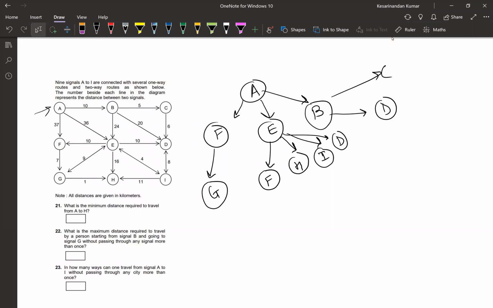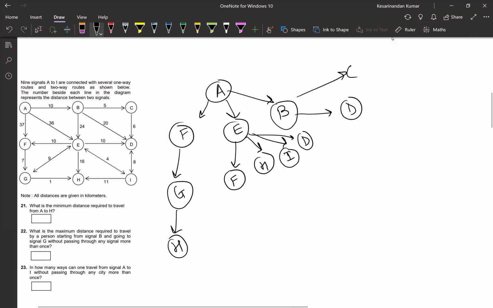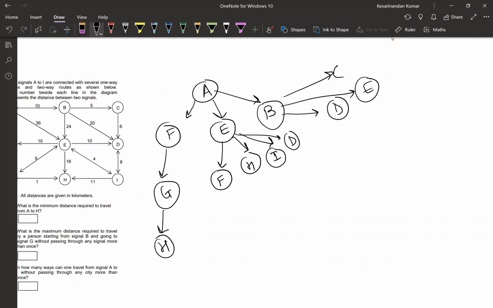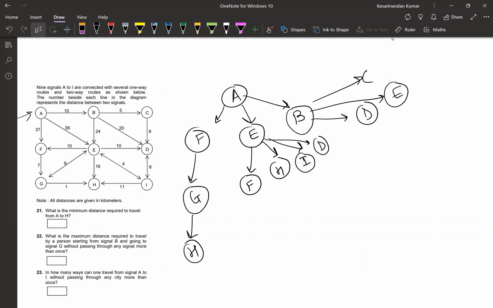Now from G, is any other place possible? Yes, I can go to H. Yes, Rick, from B you can go to E also. Okay, yeah, my bad, missed that. From B, I can go to E also. Thank you. From G, I can go to H. I can go to E. And once I go to E, this chain of E will again follow. So I will draw like this so that it signifies that E can again be achieved.